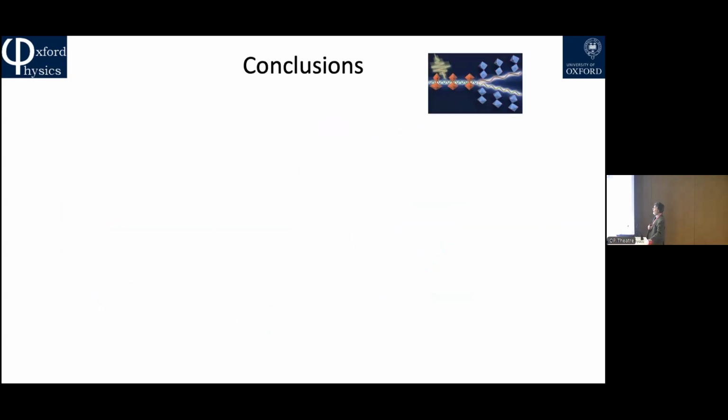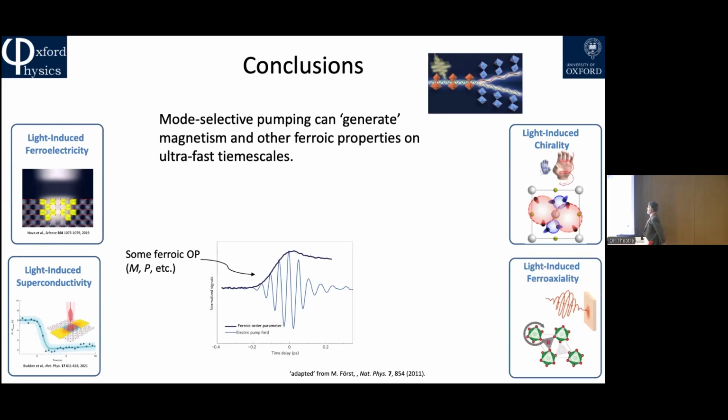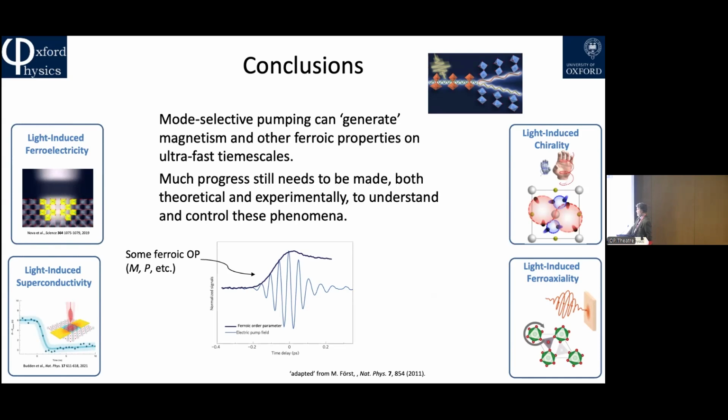I'm at the end of my talk. I just want to give a couple of conclusions before I leave you. Mode-selective pumping can indeed generate magnetism and other ferroic properties, including, as I mentioned, ferroaxiality, which is interesting because ferroaxiality does not have a static conjugated field, whereas you can manipulate it with light. These are generated on ultrafast timescales. But much progress still needs to be made, both theoretical and experimental, to understand what really controls these phenomena beyond the naive adiabatic picture. That's it.